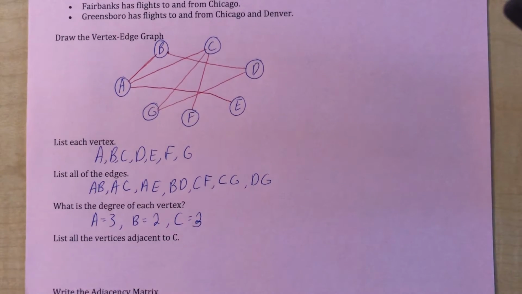I do want to point out that I'm saying the degree of A is 3. A itself doesn't equal 3. Atlanta doesn't equal 3, but the degree of A is 3. So you don't have to write it with an equal sign. Sometimes you can write it with a colon. You can just write it as a sentence. The degree of A is whatever.